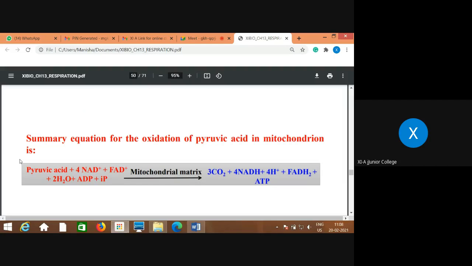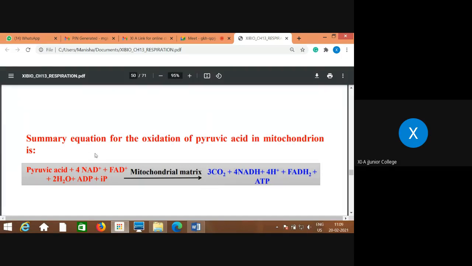Do you understand why pyruvic acid? Because pyruvic acid is the end product of glycolysis. So first decarboxylation is taking place when this pyruvic acid is getting converted into acetyl coenzyme, right? And in the Krebs cycle 2 times in consecutive 4th and 5th or 5th and 6th reactions you are seeing decarboxylation. So 3 CO2 are produced.